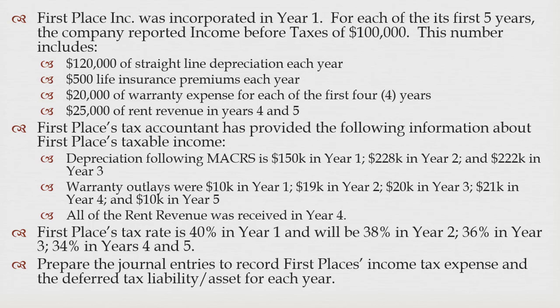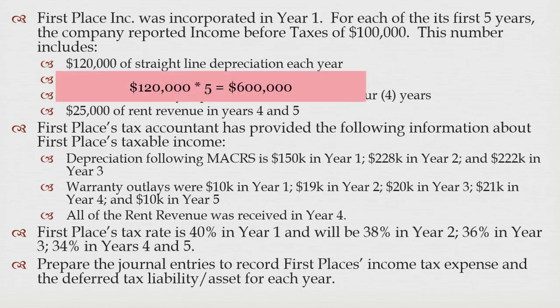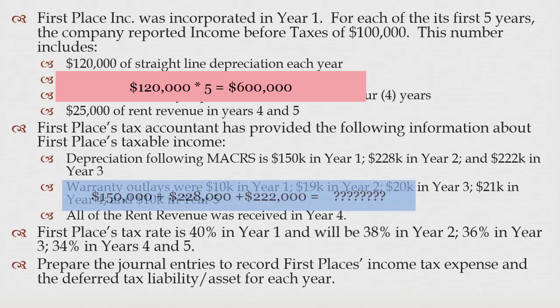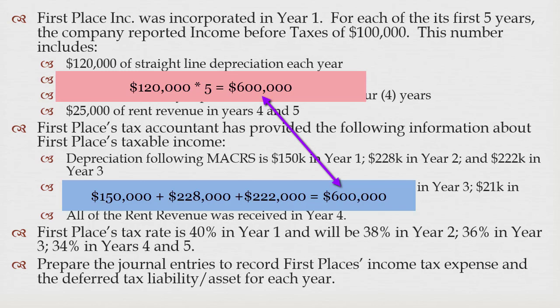So to do that, we take 120,000 times 5, and that gives us $600,000. We then add up the 150, the 228, the 222. Sure enough, that comes out to $600,000. So we're okay. Our depreciation is just a timing difference, not a permanent difference.